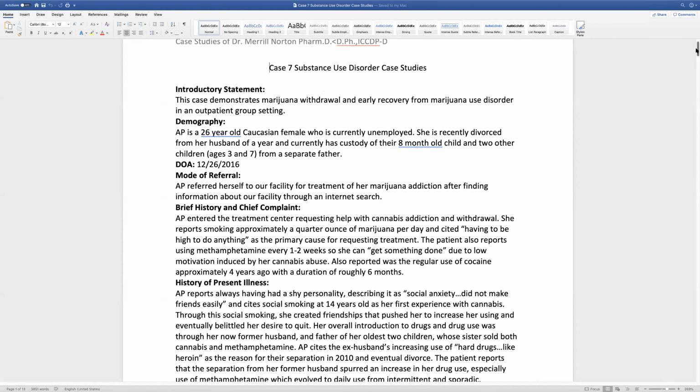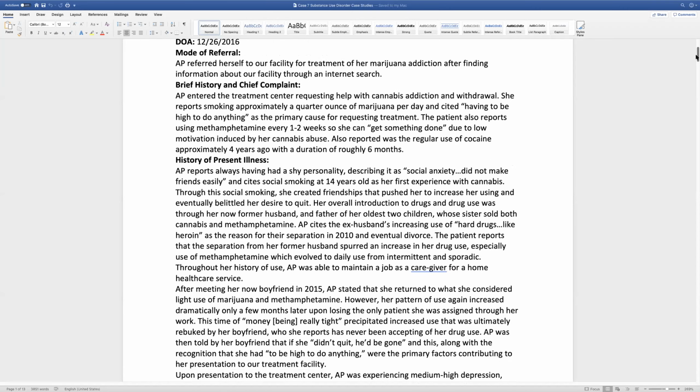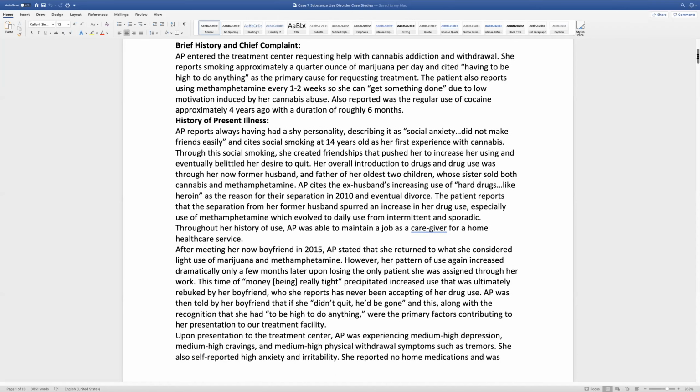So we have the mode. She referred herself to the facility. The brief history is she entered treatment requesting help with cannabis addiction and withdrawal. She reports smoking approximately a quarter ounce of marijuana a day, citing having to be high to do anything as a primary cause of requesting treatment. Patient also reports using methamphetamine every 1 to 2 weeks so that she can get something done, due to slow motivation induced by cannabis abuse.